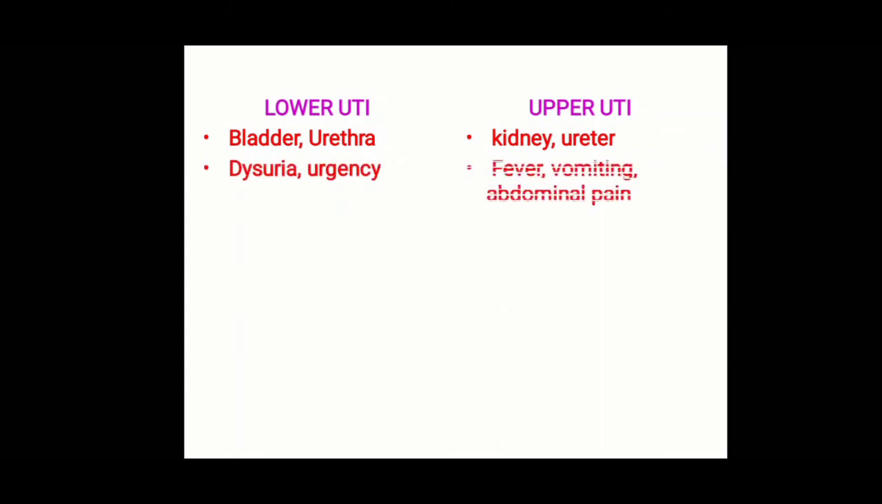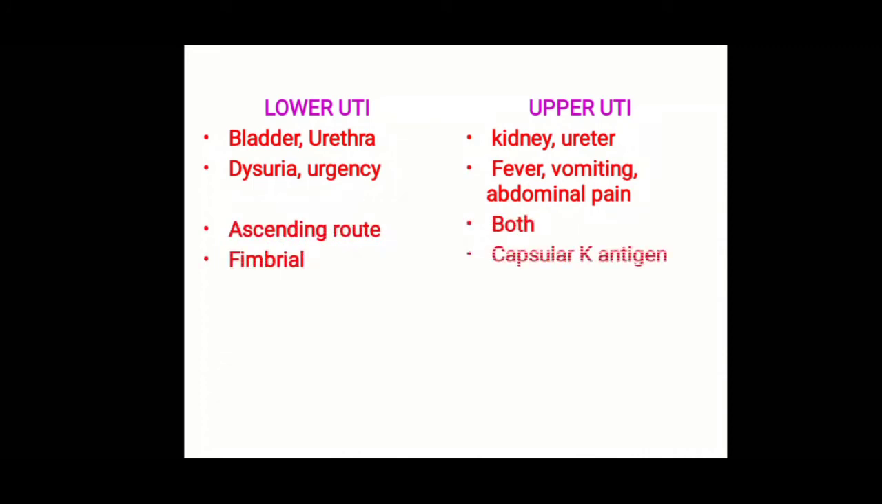The difference between lower urinary tract infection and upper urinary tract infection. The lower UTI involves bladder and urethra, whereas the upper UTI involves kidney and ureter. Lower UTI causes dysuria and urgency, while in upper UTI, fever, vomiting, and abdominal pain are seen. The lower UTI usually involves the ascending route, while the upper UTI involves both.